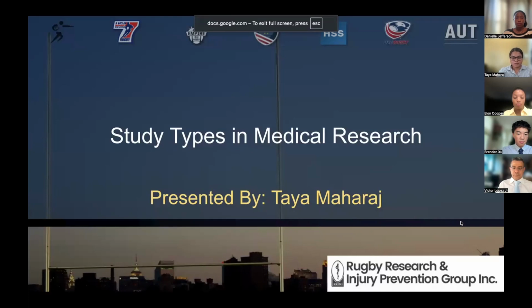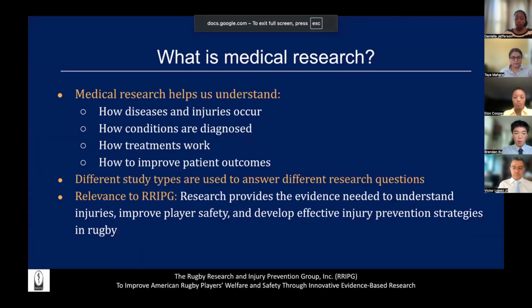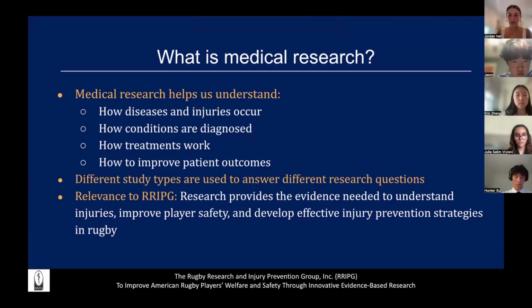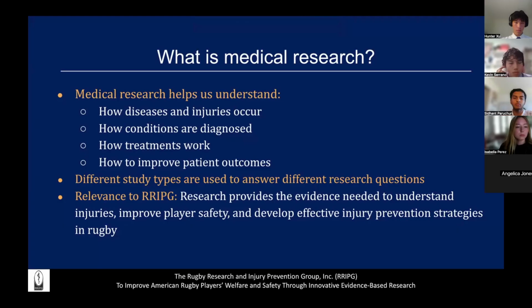Okay. So to begin, first let's understand what medical research is. This field helps us understand how diseases and injuries occur, how conditions are diagnosed, how treatments work, and how patient outcomes can be improved. Not all research studies are designed the same way. Different types of studies are used to answer different research questions, and together, they can provide different types of evidence.